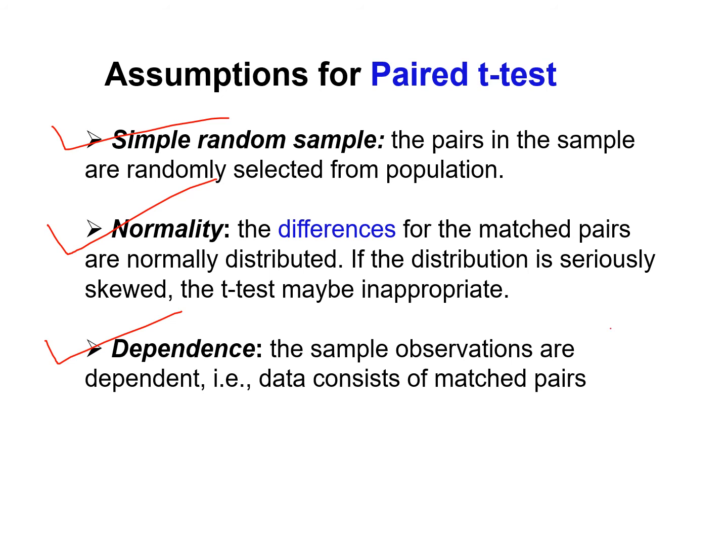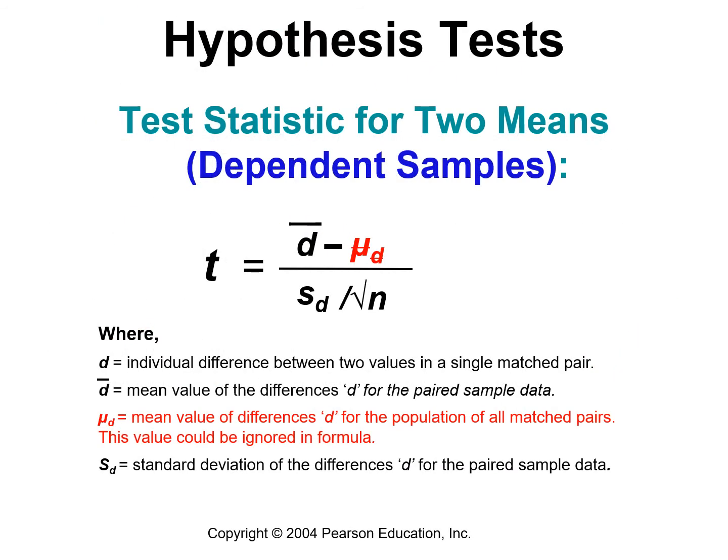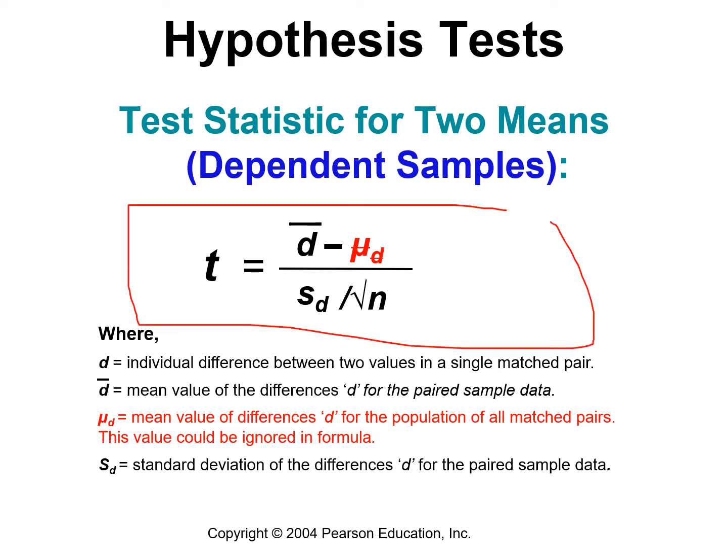This is the first point for using the paired samples t-test. Again, simple random samples, normality, and dependence. These are the statistical assumptions for using the paired sample t-test. This is the formula used to compute the test statistic. T is the test statistic for dependent samples. D bar is the mean value of the difference d for the paired samples.